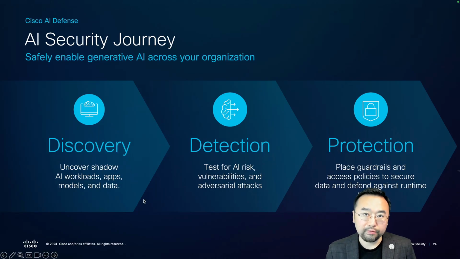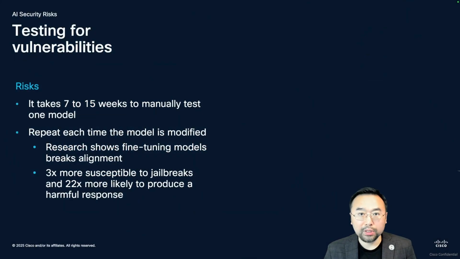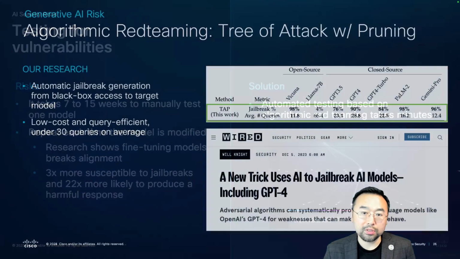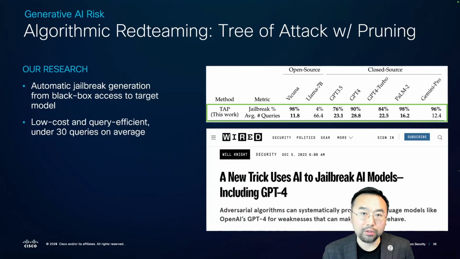And then the next step is to validate these AI assets and test them for vulnerabilities. If we try to do this manually, it's going to take from 7 to 15 weeks. We need to be constantly testing them because there are regular changes to these models potentially. We need a solution to quickly and automatically test these models. Cisco has the right answer. We acquired a company called Robust Intelligence, and they're a leader in the space. We have algorithmic red teaming, which leverages our novel approach called Tree of Attacks with Pruning. It is the most efficient way of testing these models, trying to jailbreak them in the fewest tries.